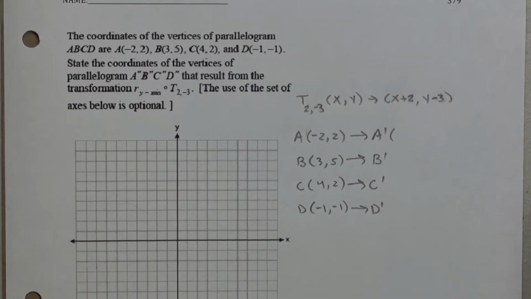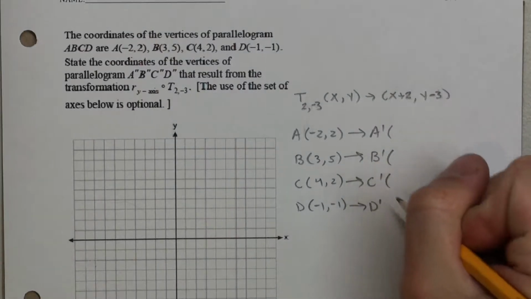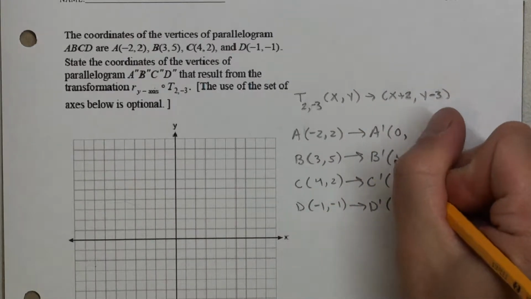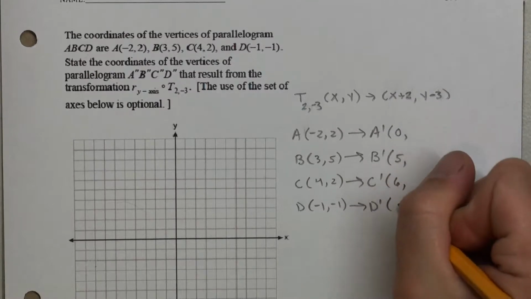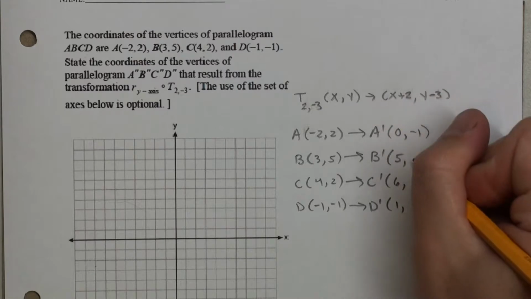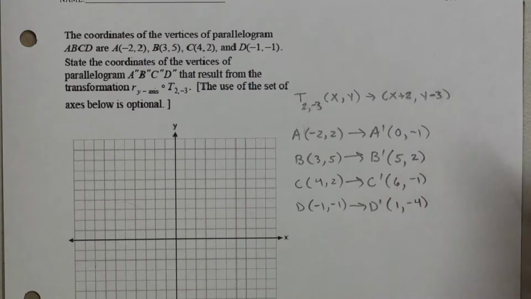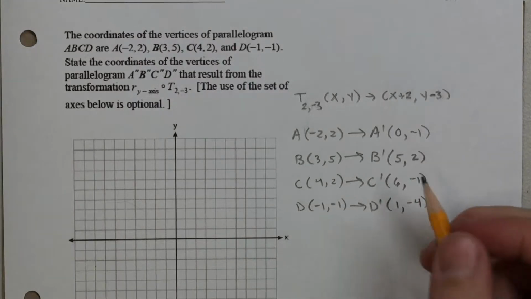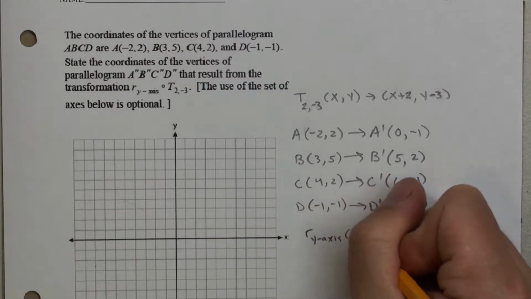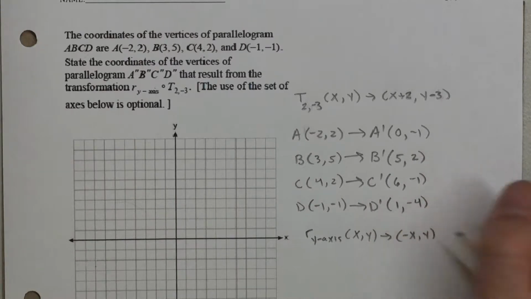What I gave you was the general formula. So we're going to add 2 to all the x's. I'm just going to go down the line and do that first. You get 0, 5, 6, 1. Then I'm going to subtract 3 from all the y's. Negative 1, 2, negative 1, negative 4. Then what I want to do is a reflection in the y-axis, which takes (x, y) and turns it into (-x, y).